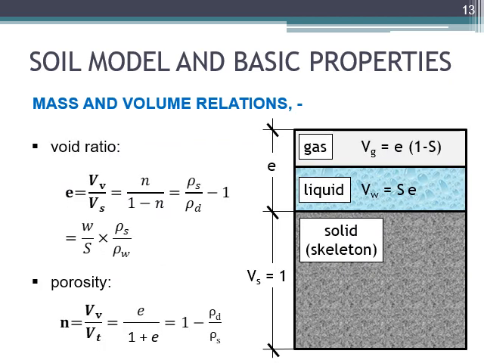Now, void ratio and porosity. We have defined them already before. Just to remind, the void ratio is the ratio of the volume of voids and the volume of the skeleton, while the porosity is the ratio of the volume of voids and the total volume of the sample. So this is the difference between them. If you know the void ratio, you can easily calculate the porosity and vice versa, using this formula.